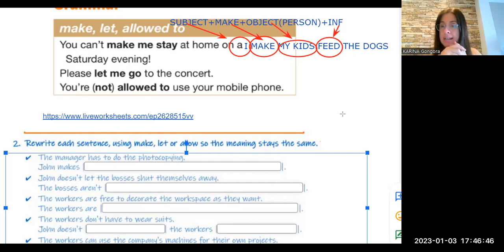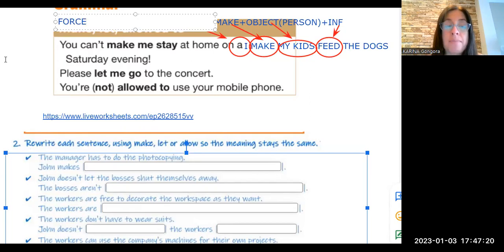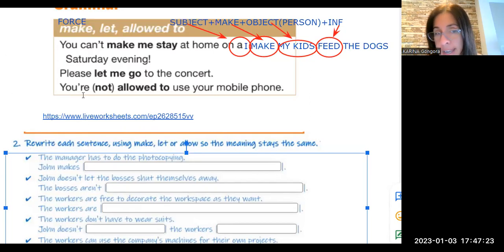¿Dónde va a estar generalmente acá el problema? En que muchas personas se olvidan de que después de make no va to. Y lo que quizá les sale hacer es I make my kids to feed the dog. Y ahí está el problema, right? Con make no ponemos el to. Ni con make, ni con let. Yes? Ni con make, ni con let. Sí con allowed to. Y ahí está el problema. So remember, make means force. Yes? To force someone to do something. Yes? Significa forzar a alguien a hacer algo.